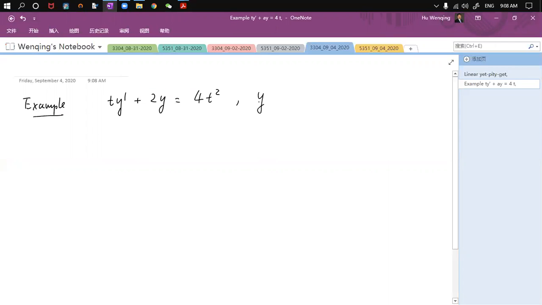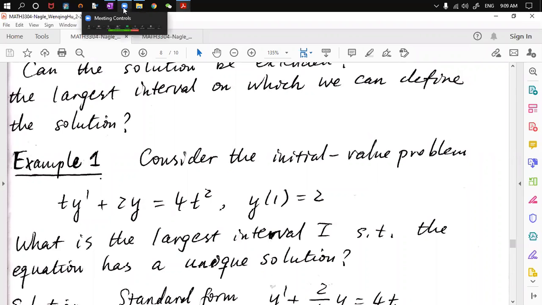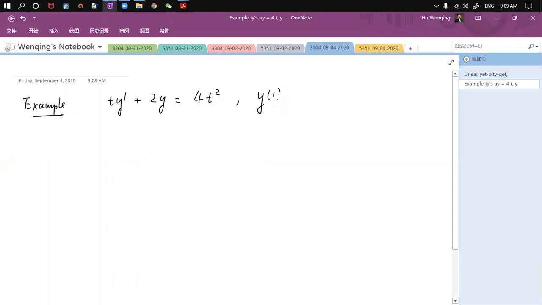with the initial condition y of 1 is equal to 2, right? So that's a nice example that we like to talk about, the solutions. Okay, talk about the solution. So how are we going to work on that example?